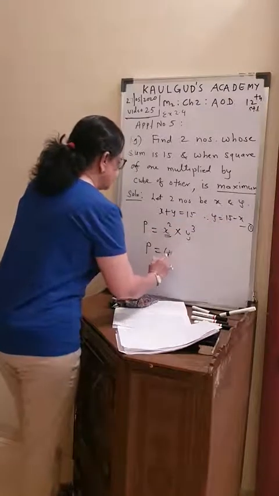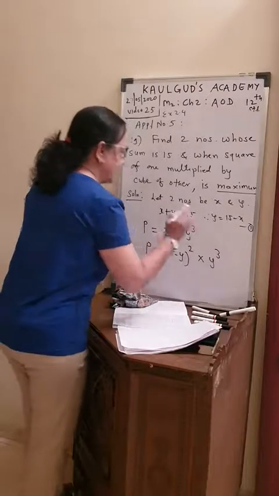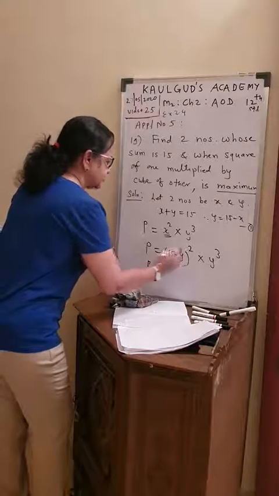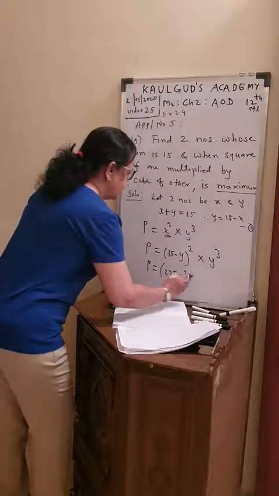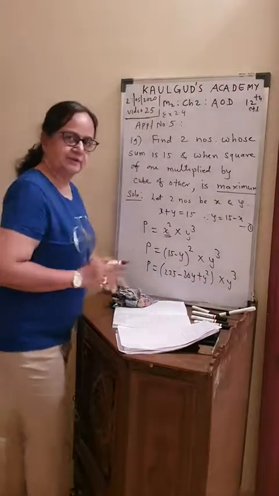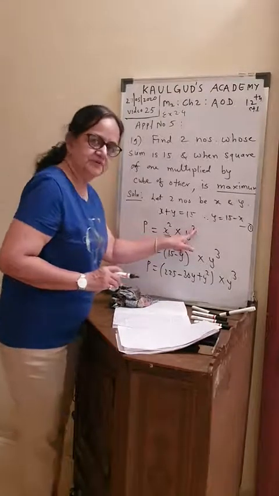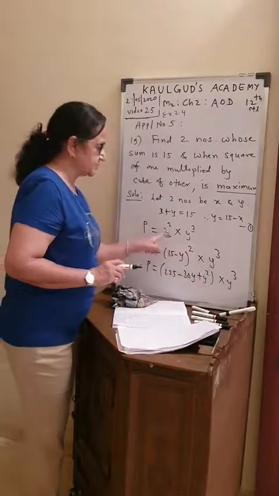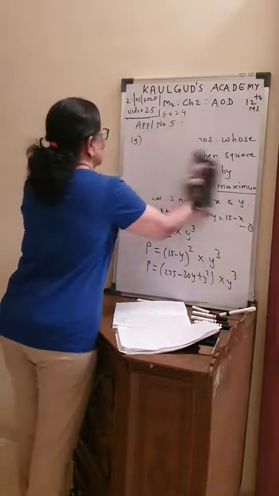So for x I am putting (15 minus y) whole square, and this y cube I am keeping as it is. So open this out, (a minus b) whole square: a square 225, minus 2ab 30y, plus y square, all this multiplied by y cube. Are you getting my point now? If I put the y value, I would have to open a bracket cube. Isn't opening a bracket square easier? So I replace for x and not for y. Okay. So what is p coming out? Observe.